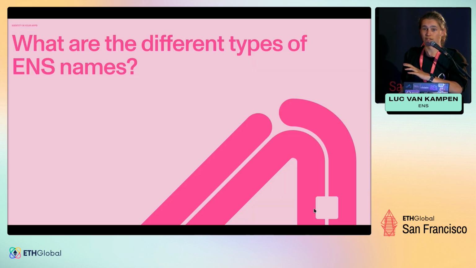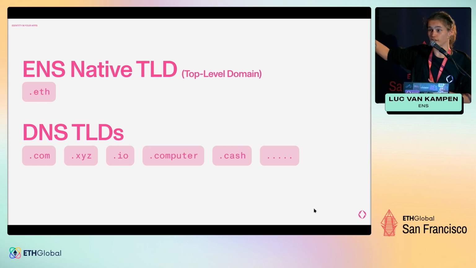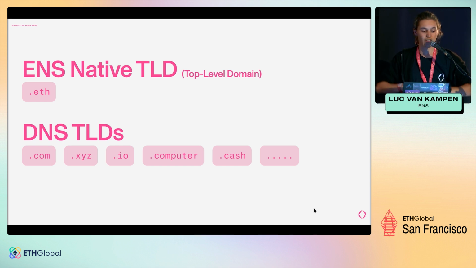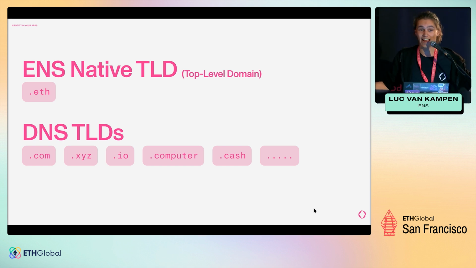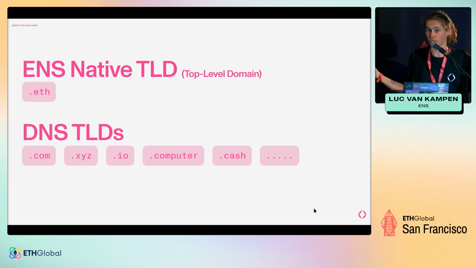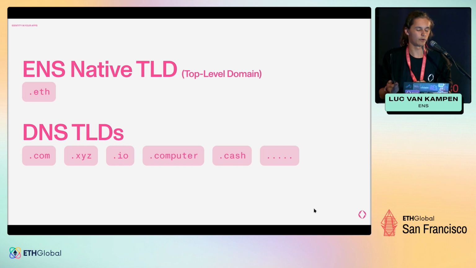So there's different types of ENS names you might want to know about. There's the native ENS TLD, which we created ourselves, is maintained on Ethereum mainnet, and it's the .eth TLD. And there's every other DNS TLD in existence, .com, .xyz, .io, .org, .computer, which I have one of, Luc.computer, .cash, .finance, and you name it. These are all usable within ENS because they're just regular domain names, and we're just a protocol that allows for a bit fancier resolution than regular DNS. We're just extending how it works.